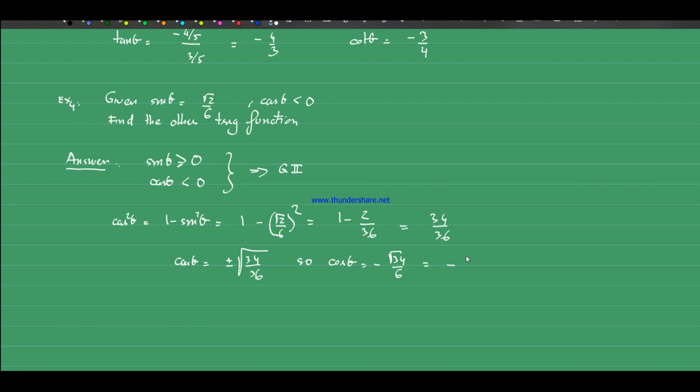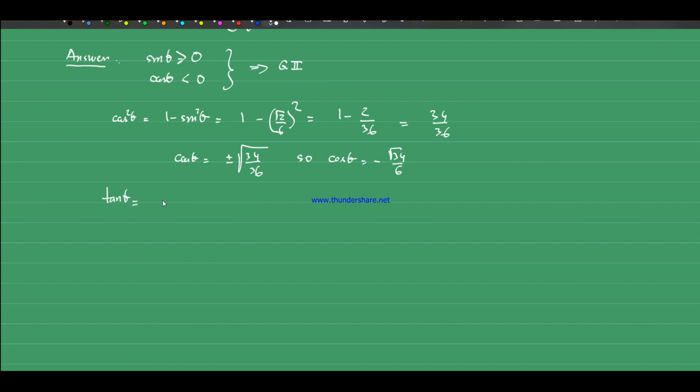Can we simplify 34? 34 is divisible by 2. Let me do the prime factors. 3, no, it doesn't work. 17, it won't work either. So we cannot simplify this, and that's your final answer. So that's the cosine. Then we can get tangent.